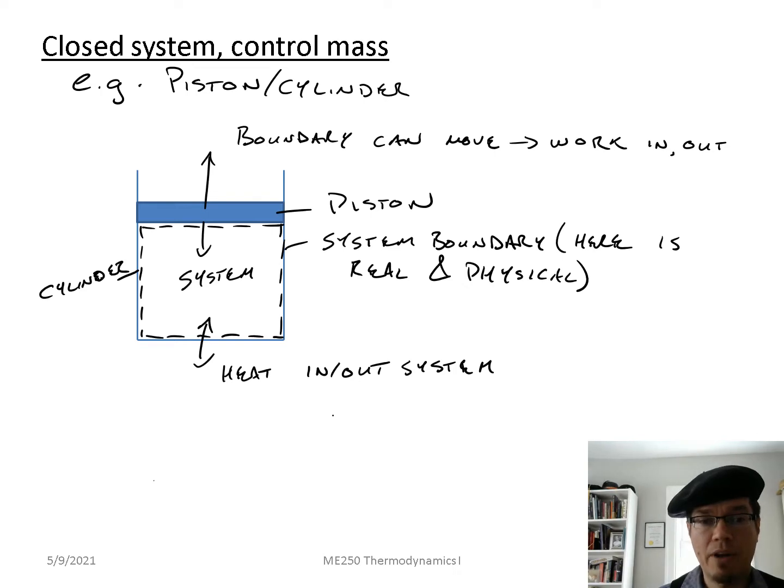So closed means that the boundary is closed, and control mass means the mass is fixed. It doesn't say anything about whether or not the boundary can move, or whether or not energy can be exchanged by work, or whether the boundary is insulated, or whether the boundary can permit energy exchange by heat transfer. What it does, however, indicate is that there is no mass transfer here. The mass is fixed, so there is no mass transfer across this boundary.